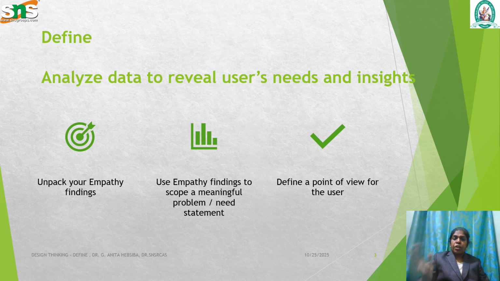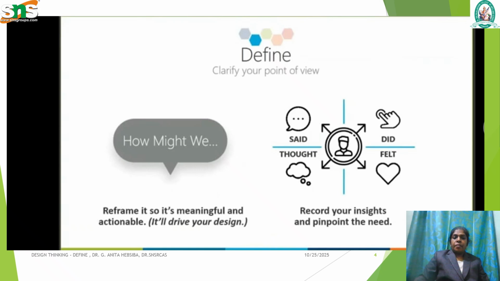So here you unpack your empathy findings, that is, empathy maps. Everything is ready for analyzing, and then you use meaningful data analytical tools to find what has happened in the empathizing stage. Define a point of view for the user. When you define it, we write it in the form of a question, that is a problem statement. We call this a how might we question, HMW.